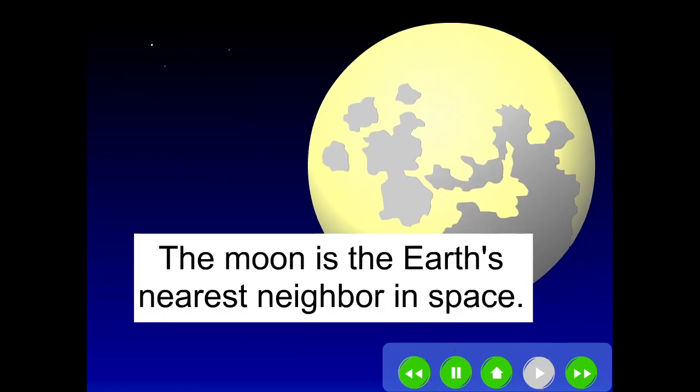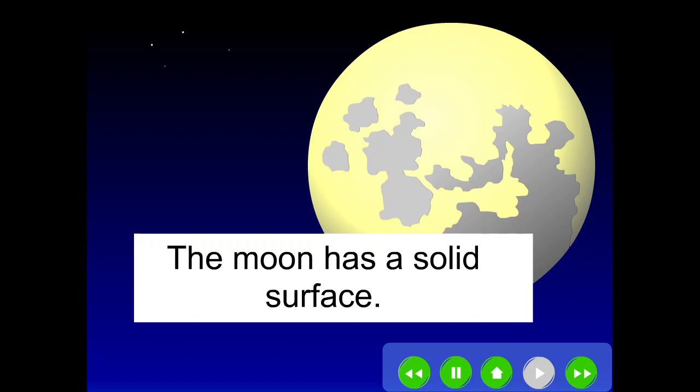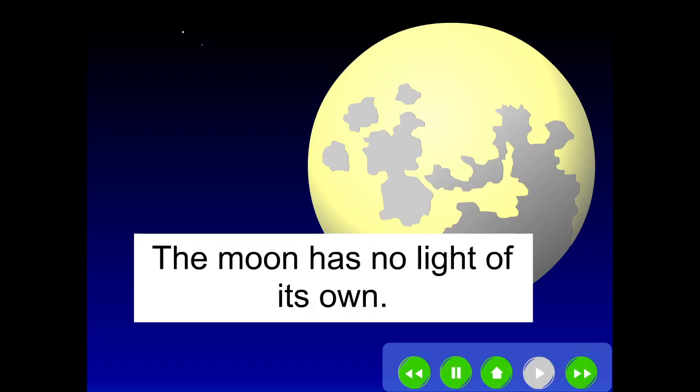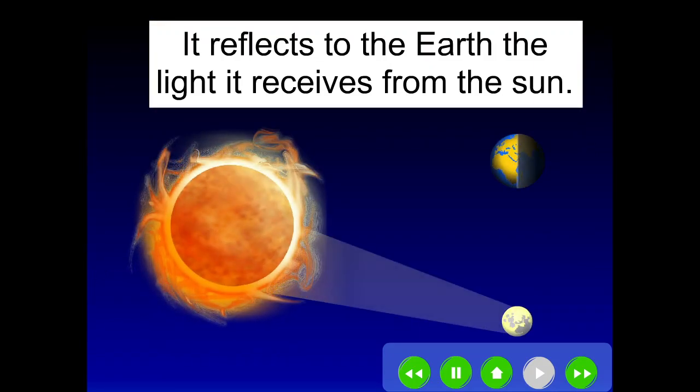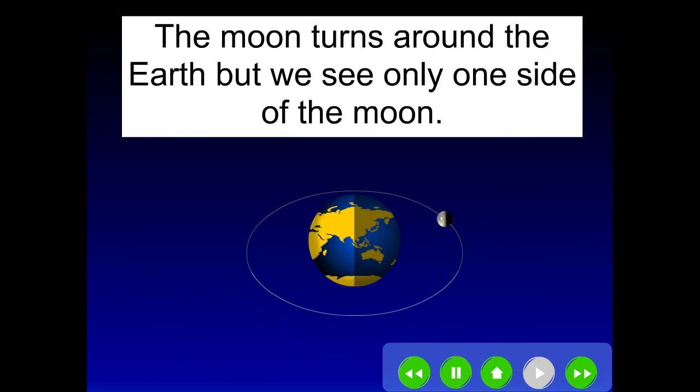The moon is the Earth's nearest neighbor in space. The moon has a solid surface. The moon has no light of its own. It reflects to the Earth the light it receives from the sun. The moon turns around the Earth, but we see only one side of the moon.